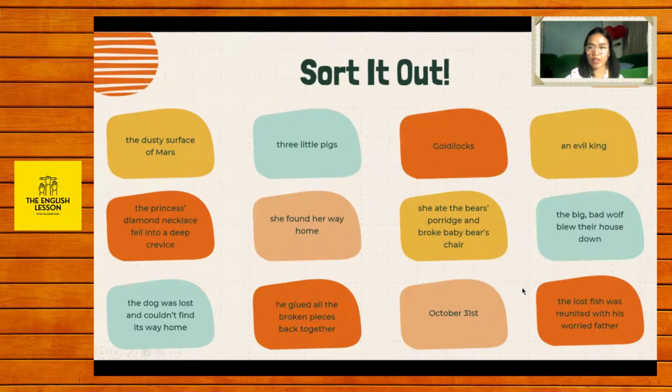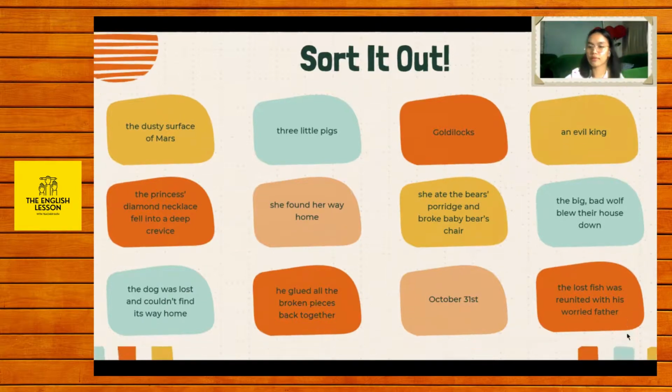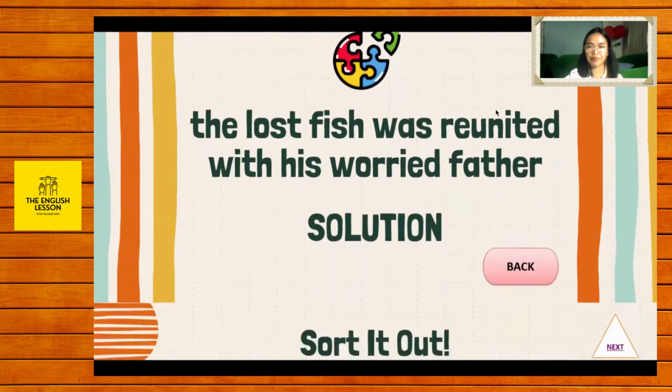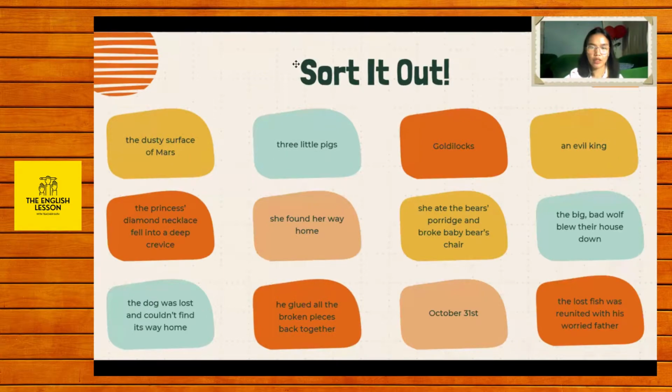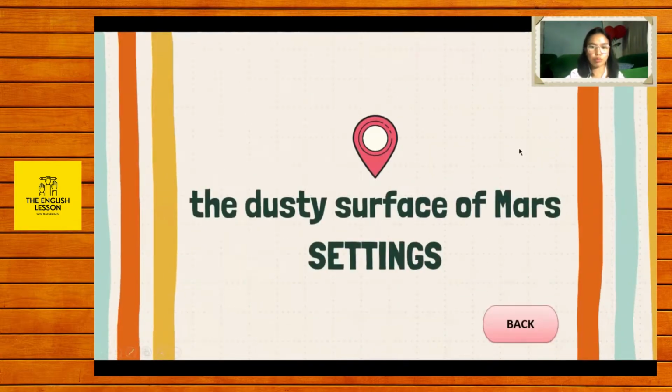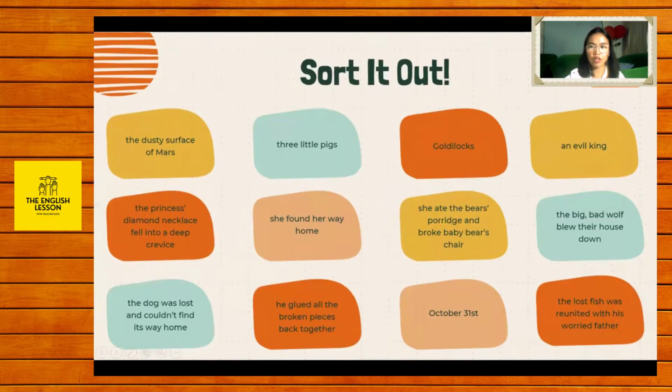So the last statement here is that the lost fish was reunited with his worried father. So let's hear your answer. So the lost fish was reunited with his worried father is under the solution. So yes, very good. You did a great job.